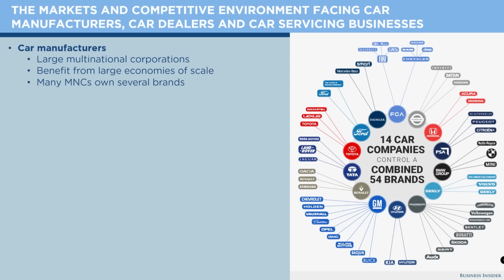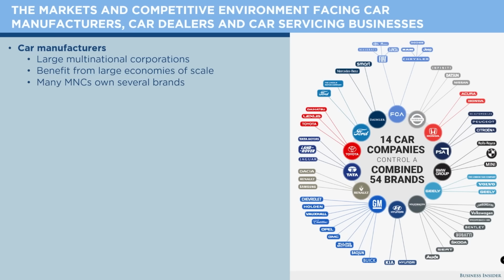Let's talk about the different types of businesses that you might see in terms of case studies here. The first is car manufacturers. These typically are large multinational corporations. They will benefit from large levels of economies of scale because of their production quantities. Many of them are multinational corporations that own several brands.